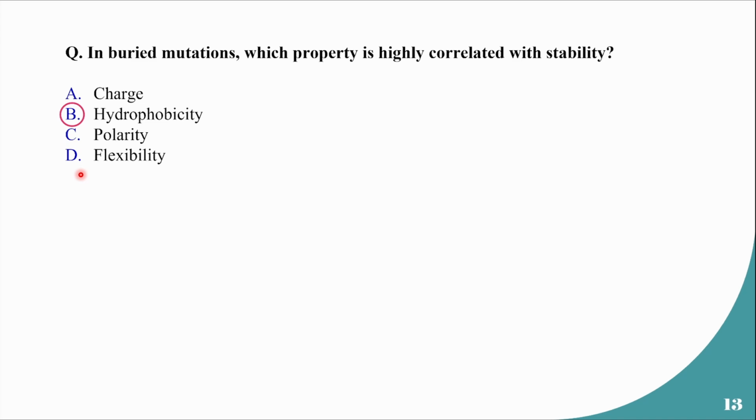Similarly, the opposite case will be in the surface exposed or solvent exposed residues, which will mainly be polar or charged residue dominated, right? And if those residues are mutated to a hydrophobic one, they will also destabilize the structure in that part. So in that case, hydrophobicity will be inversely related with stability for surface mutations, right?